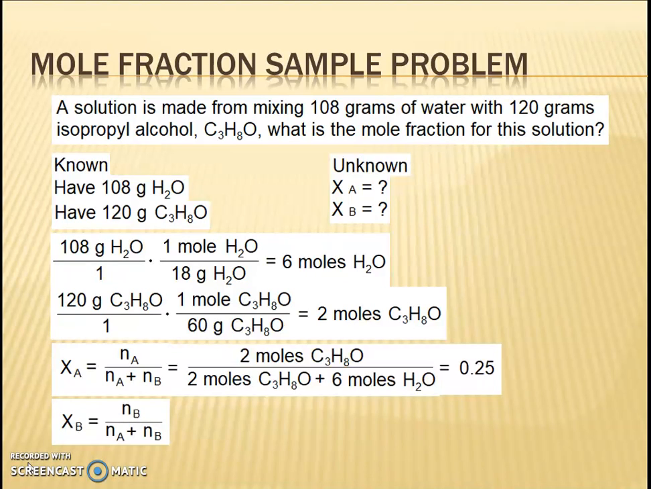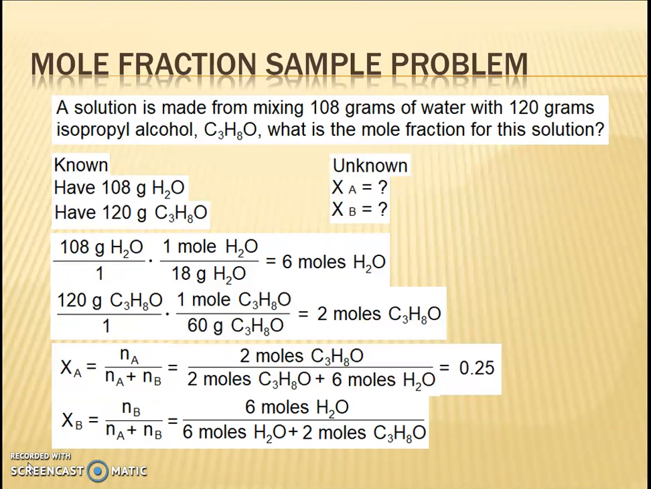And then I can do the same with my water, my solvent. The 6 moles of water over 6 moles of water plus 2 moles of isopropyl alcohol, and I find its mole fraction to be 0.75. Those two add up to 1, which is a whole, which is good, because my mole fractions should add up to 1, since there's a whole solution. And since there's only 2, actually I didn't have to plug into X sub B. I could have just taken 1 and subtracted the 0.25 to solve for the mole fraction for my water.